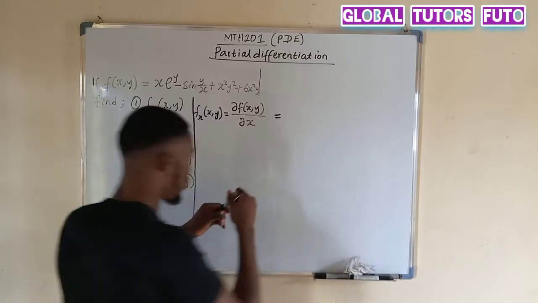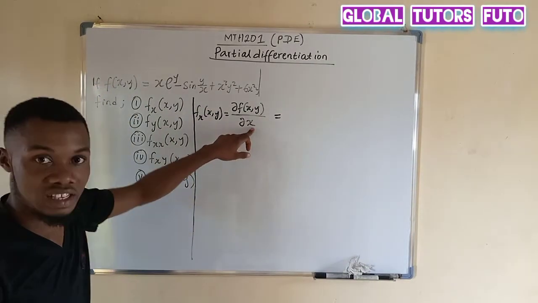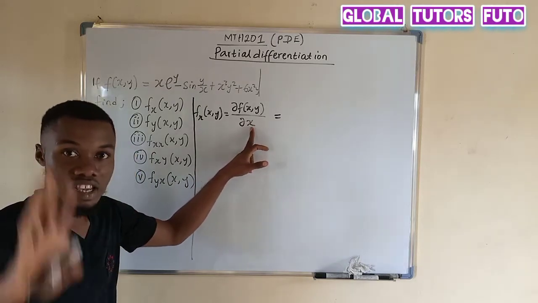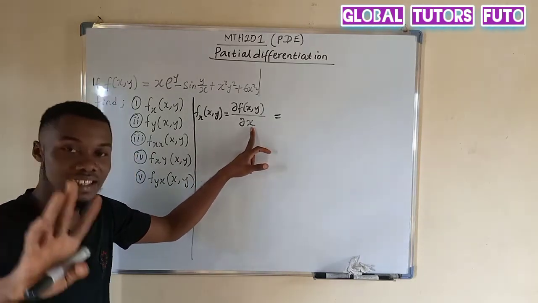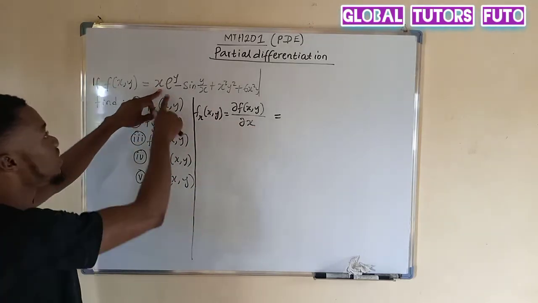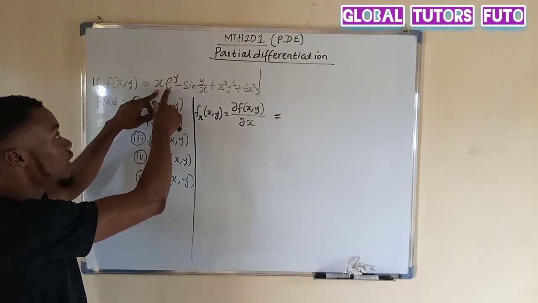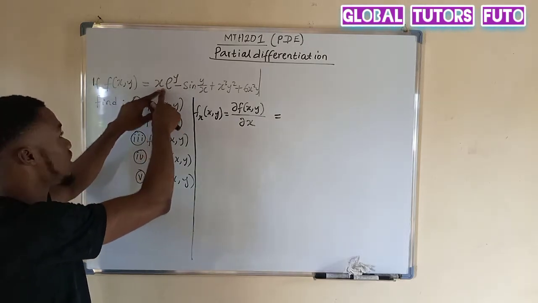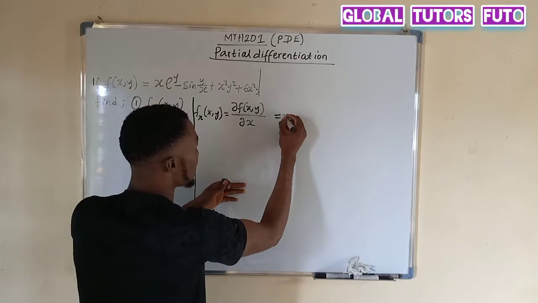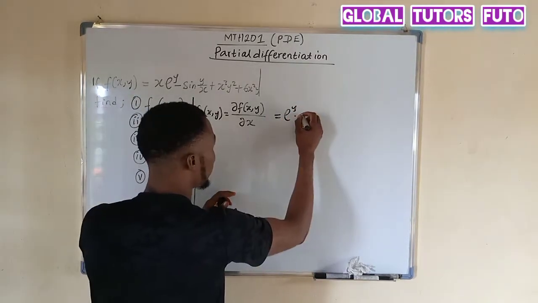So this will be equal to, now here is our function. Remember, we're differentiating with respect to x. So anything that is not x is a constant, okay? So I come to this. This is e to the power of y, and this is x. Anything that is not x is a constant, so e to the y is a constant times x. If I differentiate x, I will have 1. So I have 1.